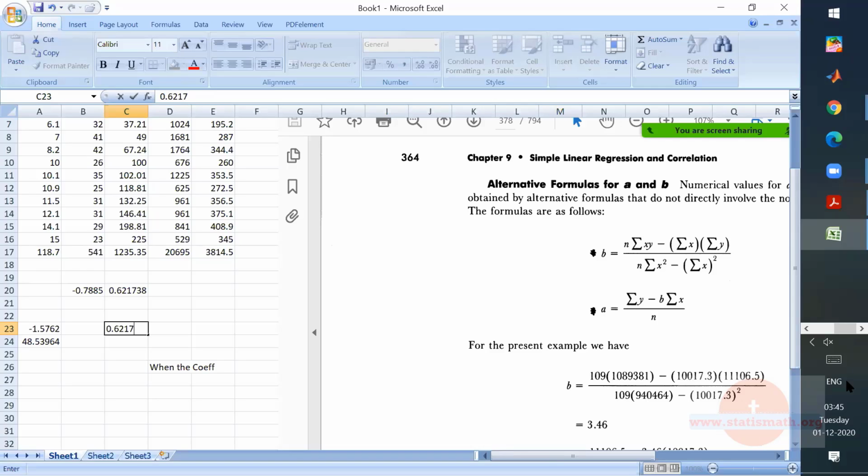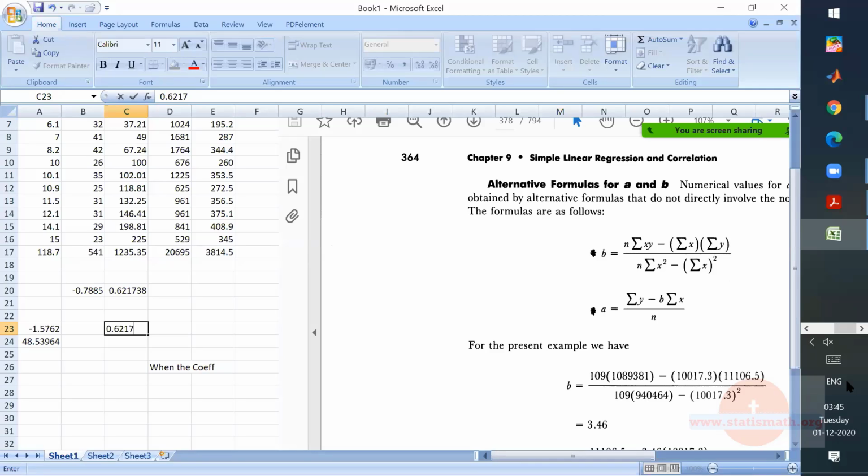Sir, is this the only formula we could use? Is there any other formula? Which one, for B and A? Yes. Yeah, this is the formula for B. No, I don't say there is no other formula.